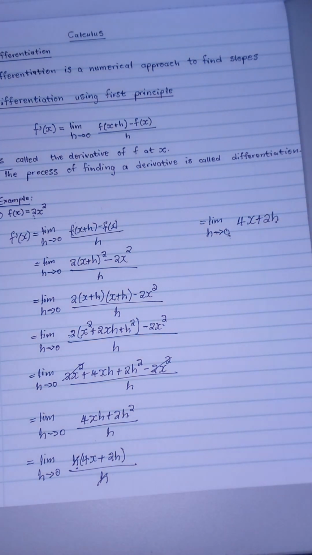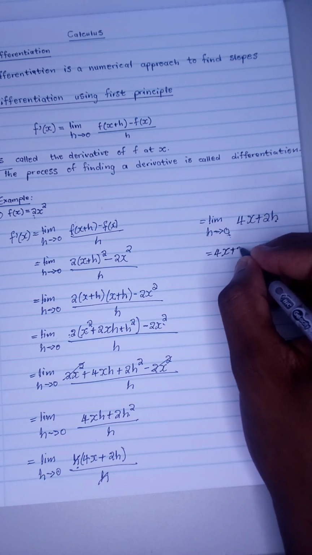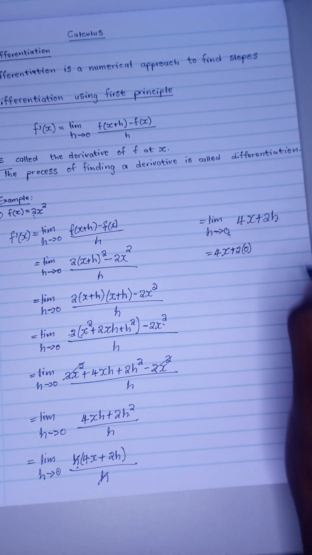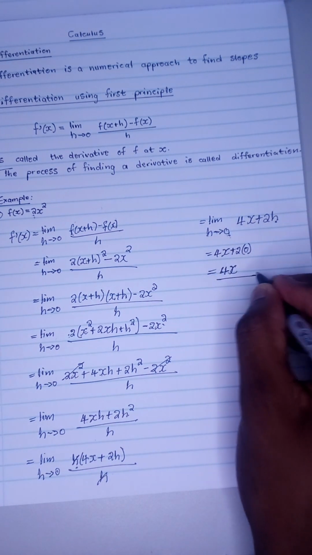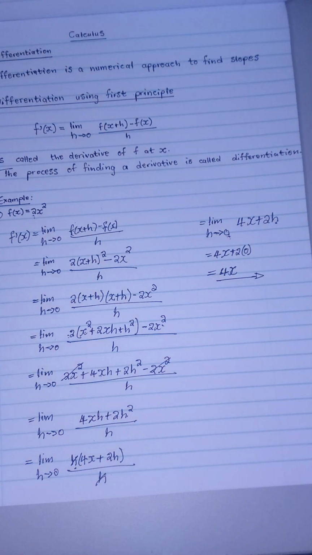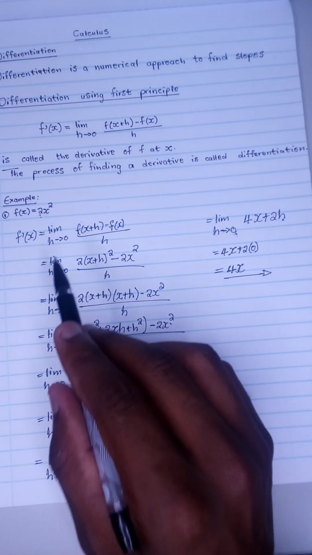So angisambhali ulimit manje, so sengizoba no 4x plus 2, la kuno h khona ngifaka u0, then my solution will be equals to 4x. So this is the derivative, this is the derivative of 2x squared.